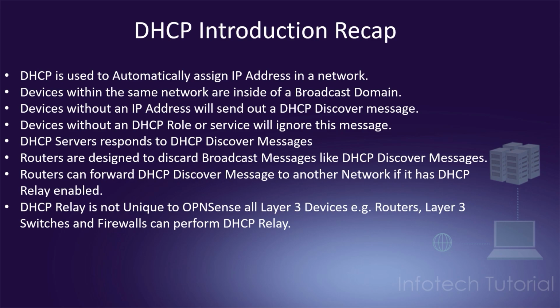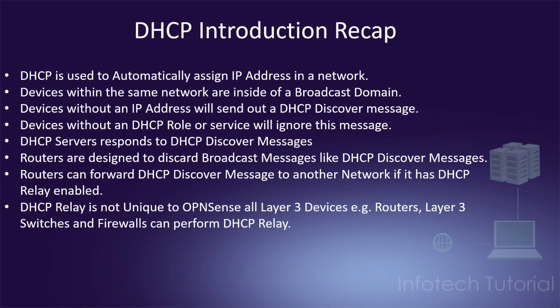And here's a bit of a recap as to what we've learned in this video. First, the DHCP service is used to automatically assign IP addresses to devices on a network. Devices within the same network are inside of a broadcast domain. A device without an IP address will send out a DHCP discover message to all devices on the network. Devices that are not configured with the DHCP service will ignore this message. A DHCP server will respond to DHCP discover requests and will send an IP address offer to the device.